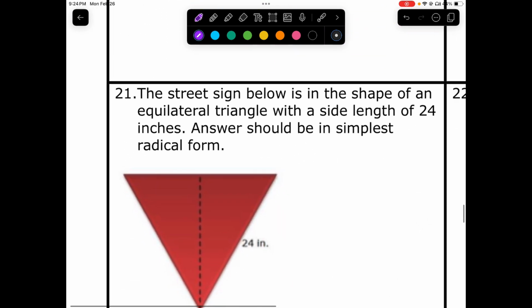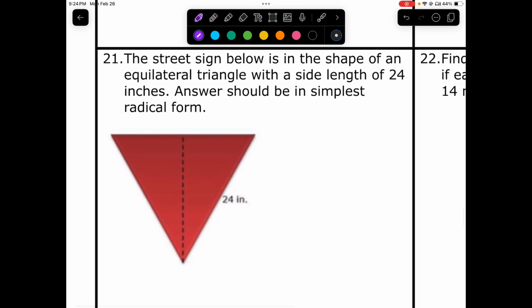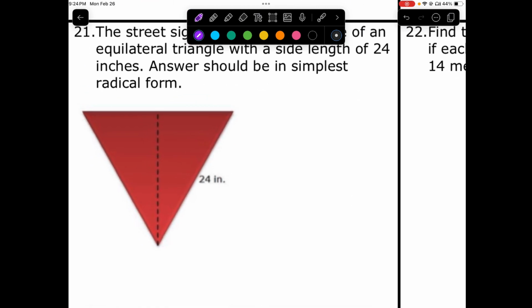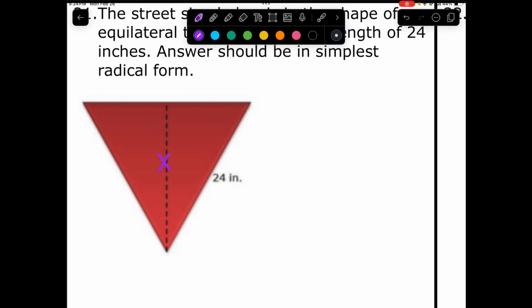Number 21, the street sign below is in the shape of an equilateral triangle. Nope, go to bed. All right, with a side length of 24 inches. Well, shucks, I didn't even tell you what it's supposed to be. So you're trying to figure out the height. All right, you're trying to figure out the height. So let's go ahead and figure out the height.